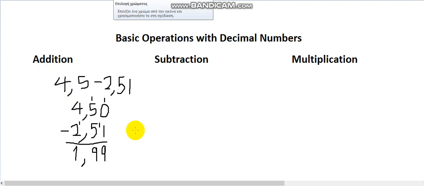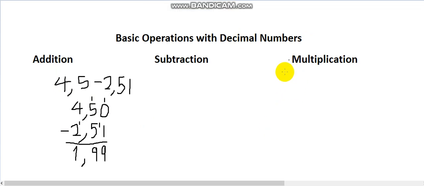That's the rule for addition and subtraction. Just place the numbers in such a way that one decimal point is beneath the other, and then do addition or subtraction as you would normally, and then pull the decimal point down.